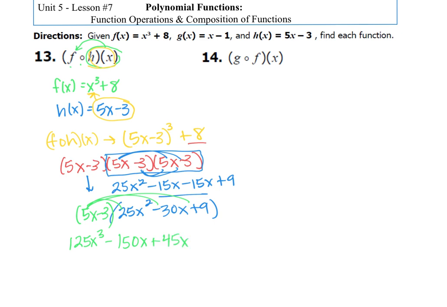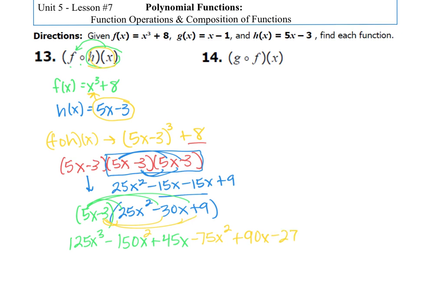Okay, we come to my negative 3, and it's its turn to get distributed. We have negative 3 times 25x squared is negative 75x squared. Oh, this 150 has an x squared, sorry. Okay, negative 3 times negative 30x is positive 90x, and negative 3 times positive 9 is negative 27.